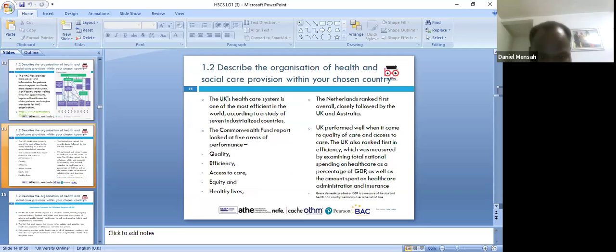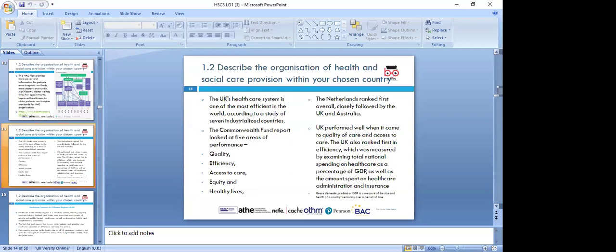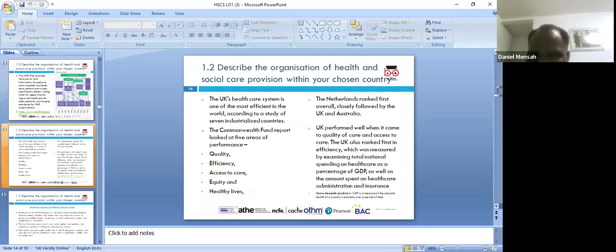Okay, right now one of the key components is the Commonwealth Fund report on the 5 areas of performance within the NHS. One of the areas of performance we look at is quality. Is there any quality service being provided by the NHS? Is there any efficiency provided? You know, access to care. Are we getting access to care easily? And then, is there fair equity, equality and diversity? Are they all inclusive? And then lastly, healthy lives. Is the NHS meeting the healthy lives of the citizenry? Okay, it's very, very important.